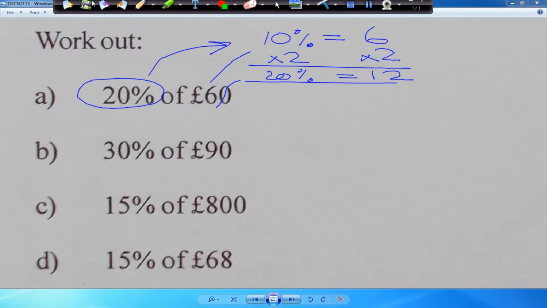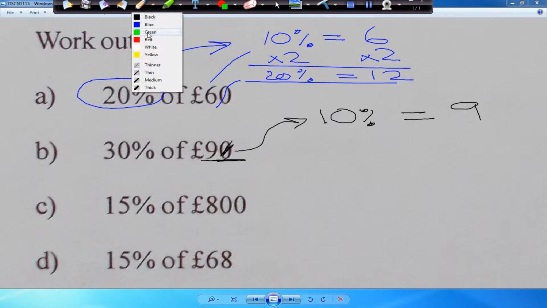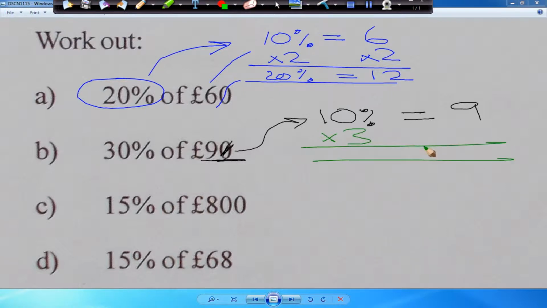Now let's have a look at how we work out 30%. With 30%, the technique is, first of all, we start off with how much percent? 10%. So we do 10% of 90. 10% of 90 divided by 10, that will give you what? 9. The next bit, I want to get from 10% to 30%. What's the procedure? Times by 3. So you times that by 3 as well. So 10 times by 3 will give you the 30%. If you times the left hand side by 3, you've got to times the right hand side by 3, and that gives you £27.